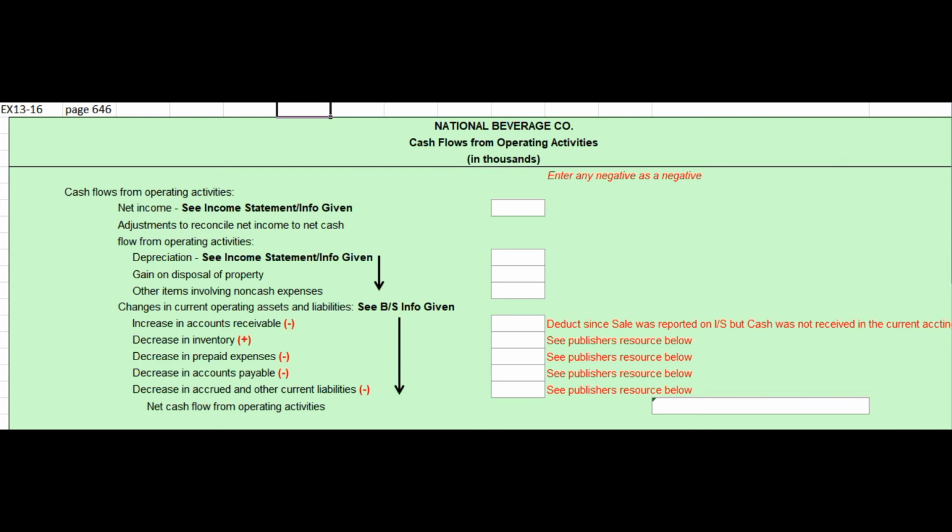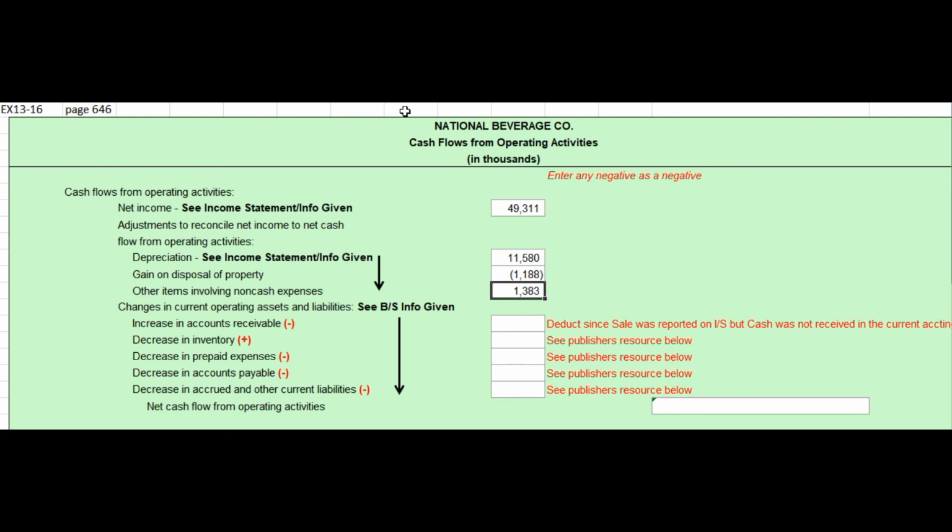So to begin, we're going to start with net income, which is given to us. It is $49,311. The rest of the information for the income statement is streamlined, but we have depreciation expense. We know that we're going to add that back. Then the gain on disposal of property, and you can see that the comment popped up and said to enter any gain or loss that requires a negative as a negative. So here we're going to subtract from net income $1,188 as a gain on disposal of property. Again, streamlining the information, they give us other items involving non-cash expenses. Expenses we're going to add to net income.